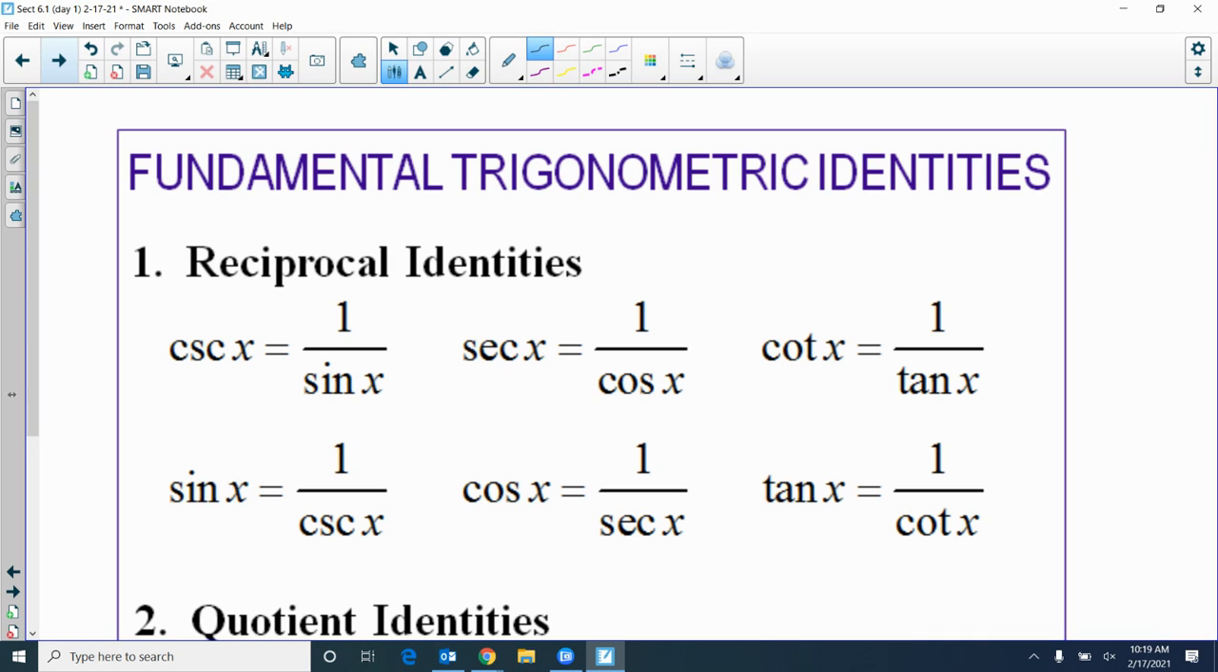All right. Reciprocal identities. Cosecant equals 1 over sine. Sine equals 1 over cosecant. So if I ever have a cosecant, I can replace it with 1 over sine. If I have a secant, I can replace it with 1 over cosine. Cosine can be replaced with 1 over secant. All of those are interchangeable.